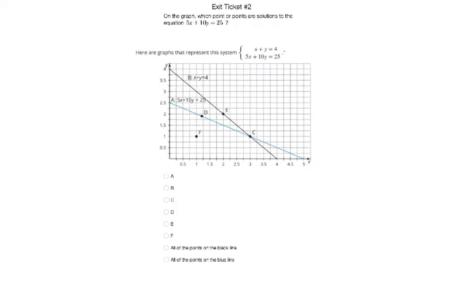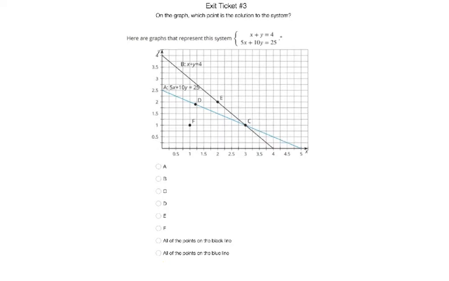All right. So this one, what is the solution to 5x plus 10y is equal to 25? Well, all of the points on the blue line are the solution. All right, and the last one, what is the solution to the system? Right here, this point of intersection. So I hope that helped. Hopefully it brings it all together for you.